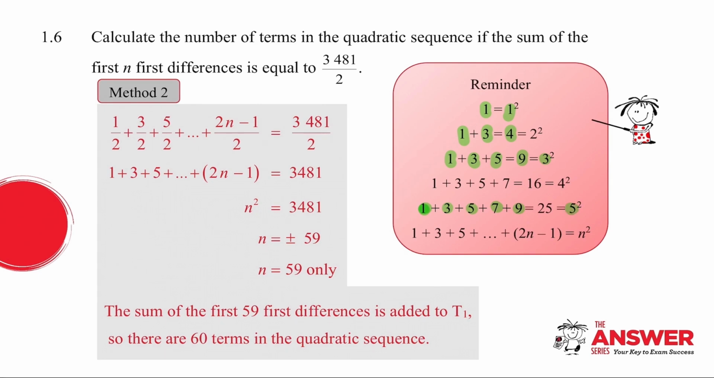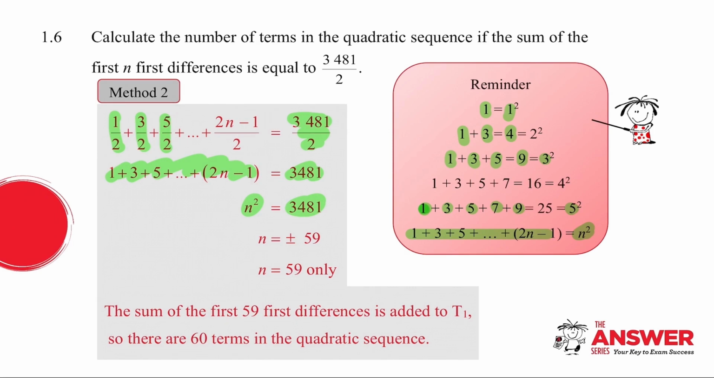So if you were to add n odd numbers, which is represented in this last row, the formula would be n squared. If we take our row of first differences and show the details here, these numbers are all adding up to the sum that they've given us, because they've told us that the first differences add up to 3481 over 2. Doubling both sides gives us on the left the row of odd numbers, first n odd numbers, and on the right 3481. So n squared is equated to 3481, and that produces two answers.